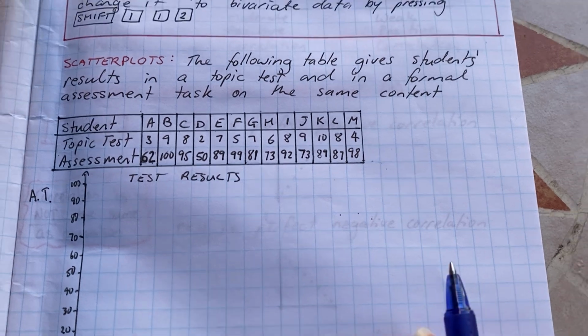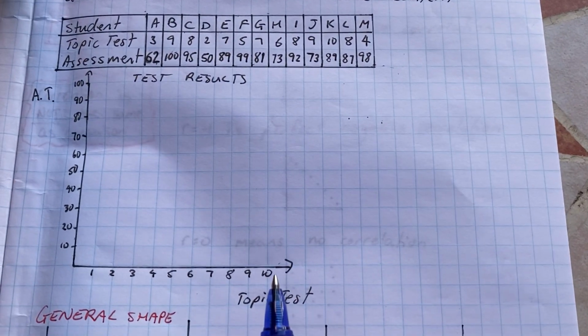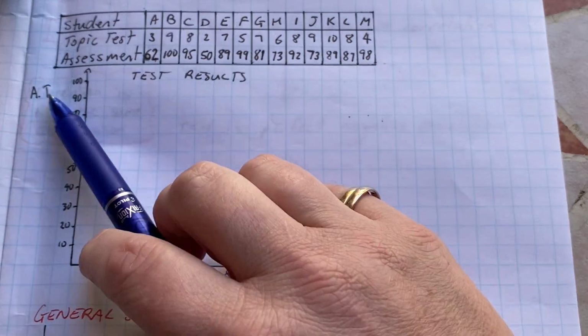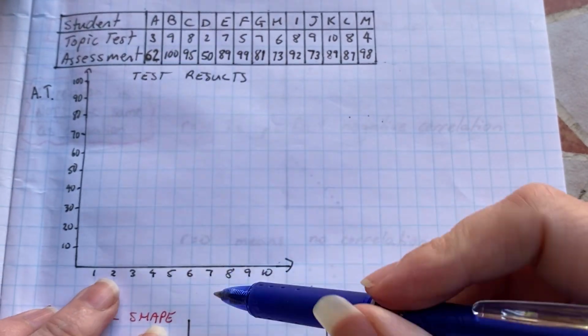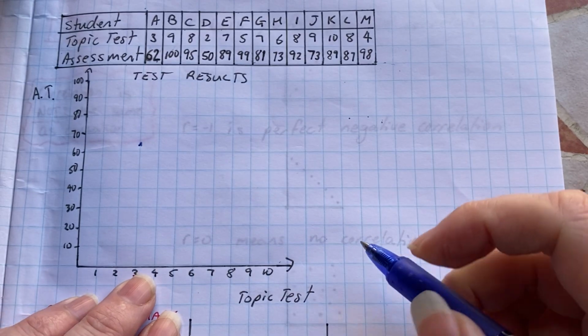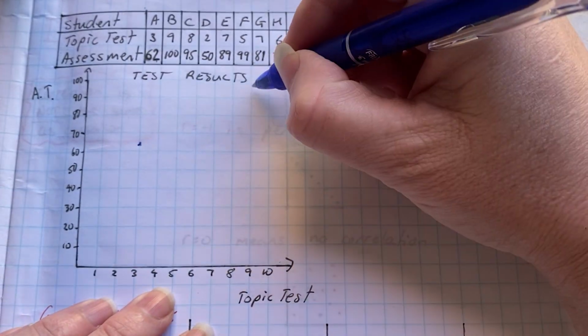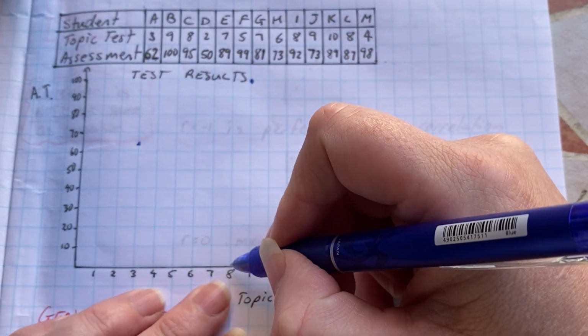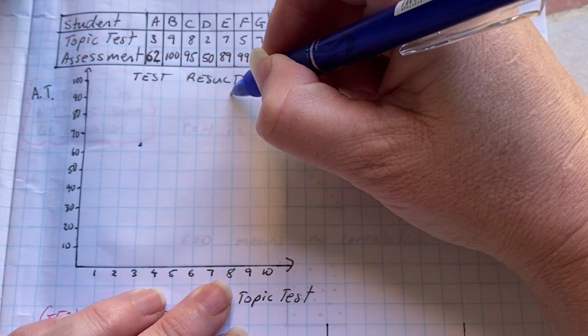So we're going to graph these results into a scatter plot. And quite simply, all you have to do is plot the topic test against the assessment task. So 3 and 62, across 3 up to 62, we put a little dot. 9, 100. Once you get the idea, feel free to fast forward the video to after I've entered all the data in.